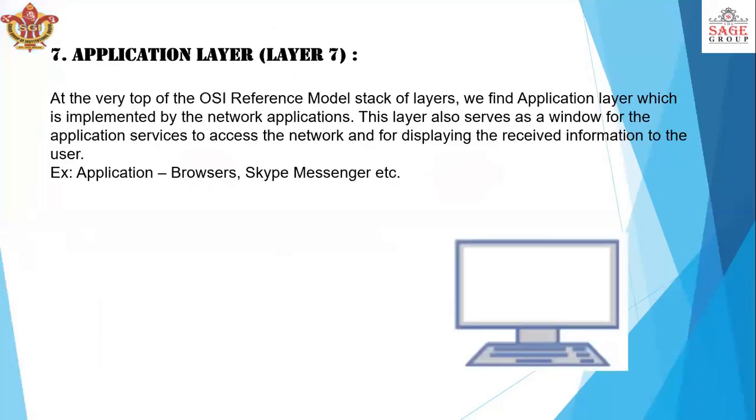Then the last one is the application layer. The application layer is the very topmost layer of the OSI model, and it is implemented by network applications. These applications provide the data which has to be transmitted over the network. This layer also serves as a window for application services to access the network and for displaying the received information to the user. For example, the application layer includes browsers, Skype, Messenger, etc. The application layer is also called the desktop layer.